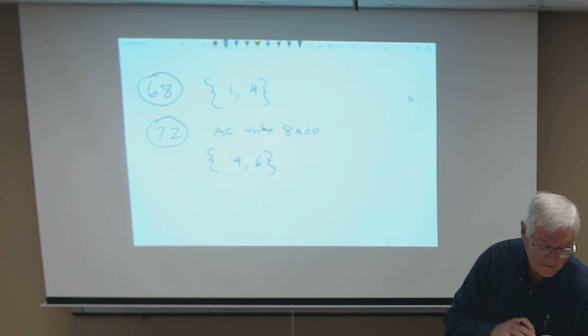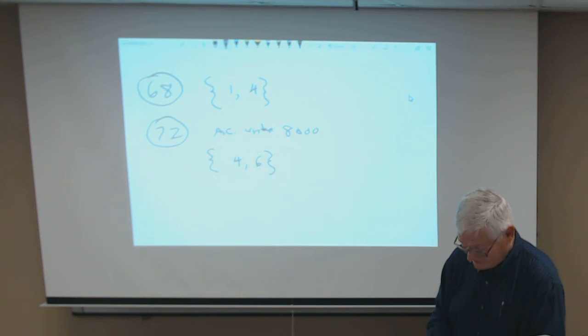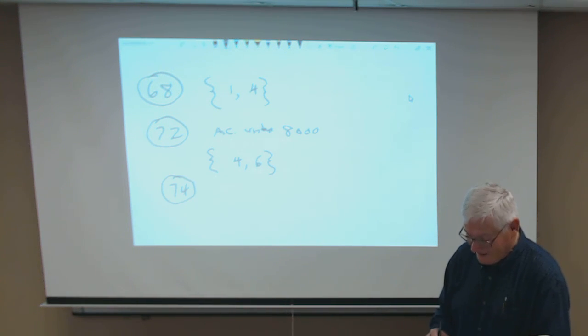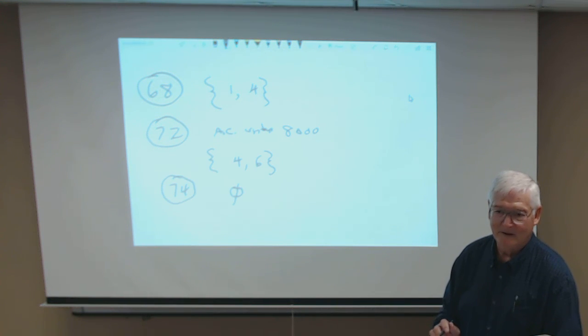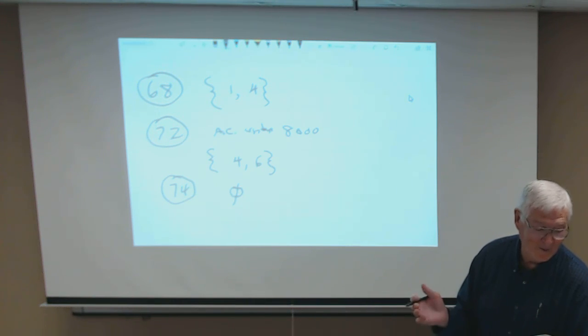All right. Enough of that. 74. Find a set of cars with the total annual cost under $7,000. Well, that's easy enough, isn't it? If I can find a cost under $8,000, let's find one for under $7,000. And what's the answer? Empty set. If you're really that cheap, get a bicycle or a little motor scooter.